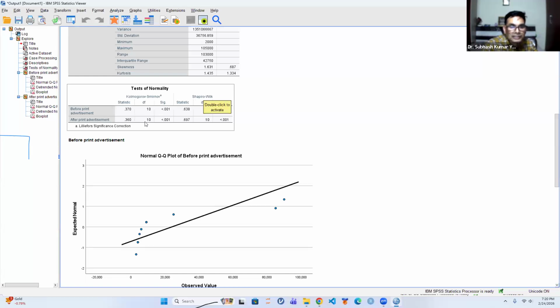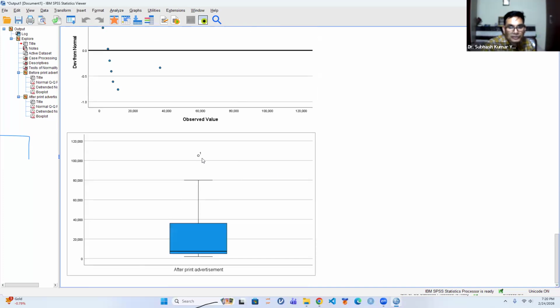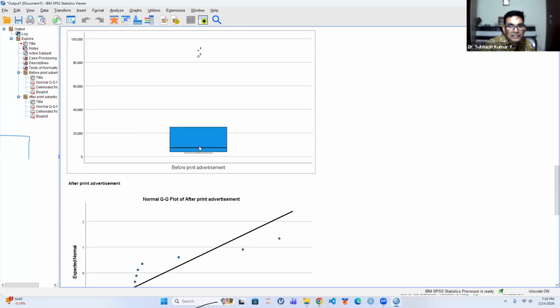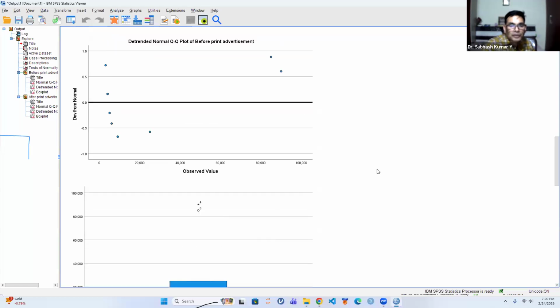Here you can see that the p-value is very much less than 0.05. Here the p-value is very much less than 0.05. So it means both the data are not normally distributed, as we can see from the box plot as well. There are going to be outliers for both. These are the extreme observations, that is star, and O is for the outlier and star for the extreme observation. How is it checked?